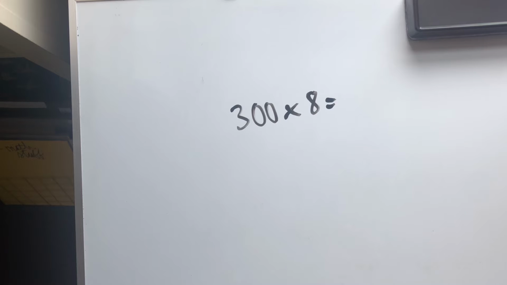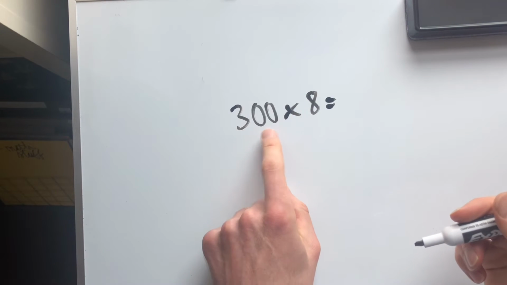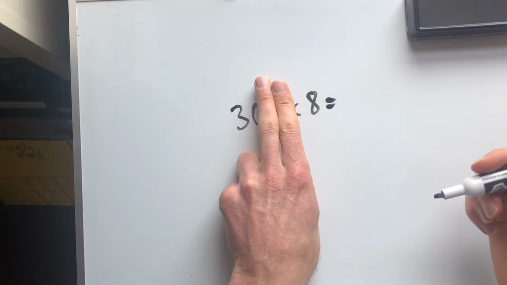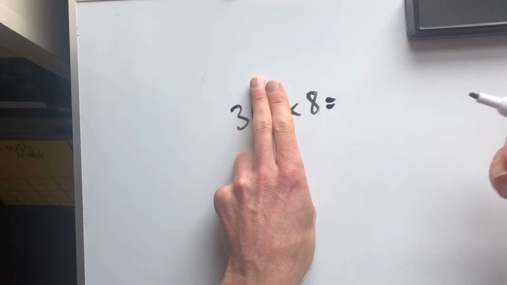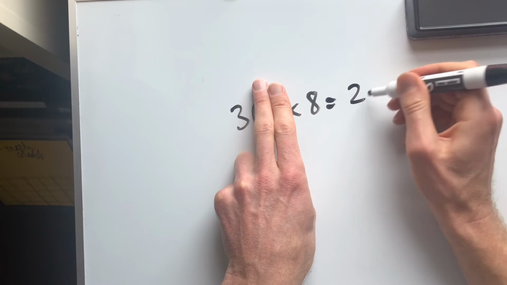And 300 times 8, to do a problem like that, you need to think of it as an easier problem first. So you think of it as, well, what's 3 times 8? When I see a bunch of zeros like this, sometimes I'll cover them up. I'll be like, hey, what's 3 times 8? And then you can get out your multiplication chart, or you might just know, well, 3 times 8 is 24.